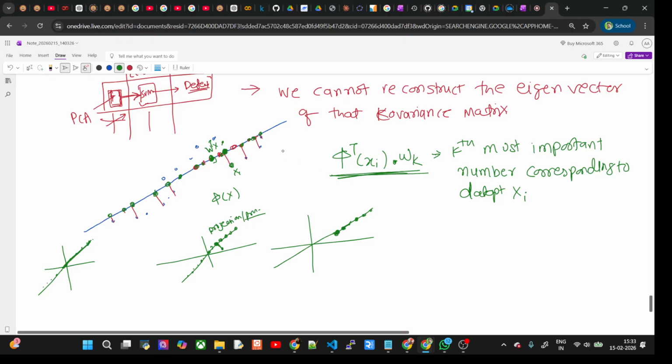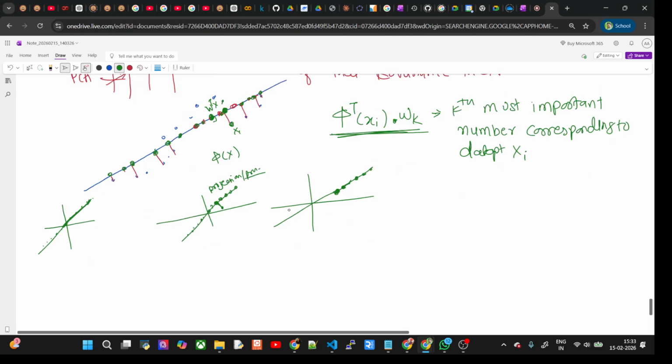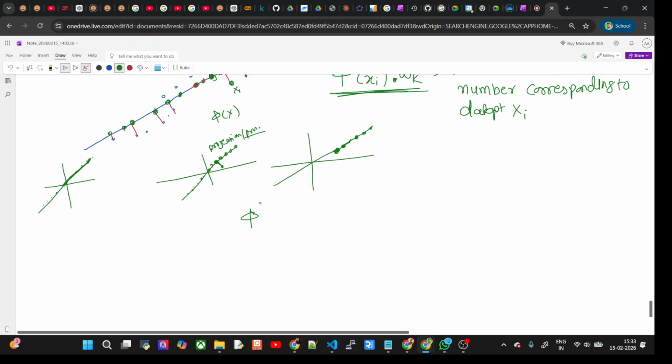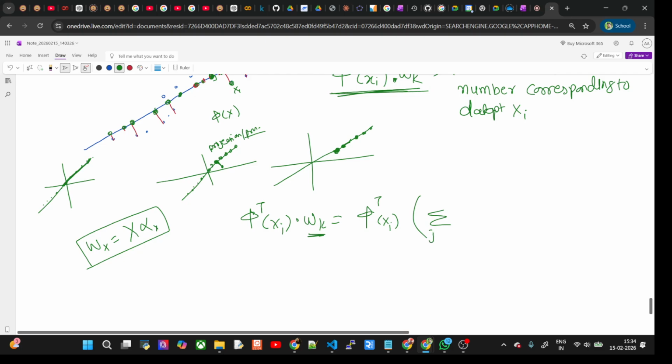So here, what now happens is phi transpose of xi into wk. What is that wk? We know that w x is equal to capital X into alpha, for example. This is what we found earlier when the points are linear, but in this case, this wk is what? You are just adding all these proxies, j from 1 to n, phi of xj into alpha of kj.